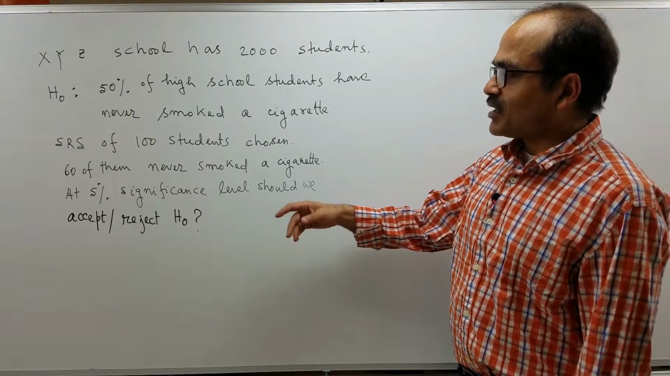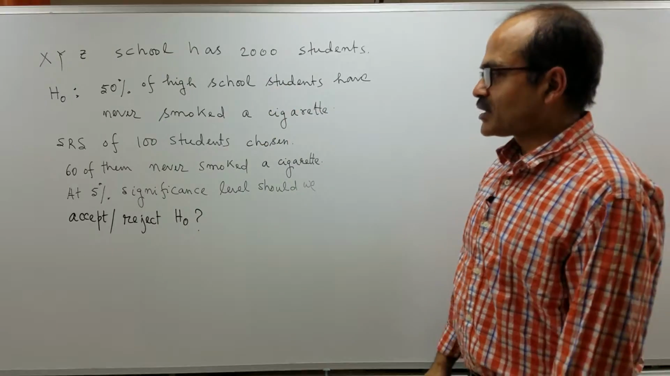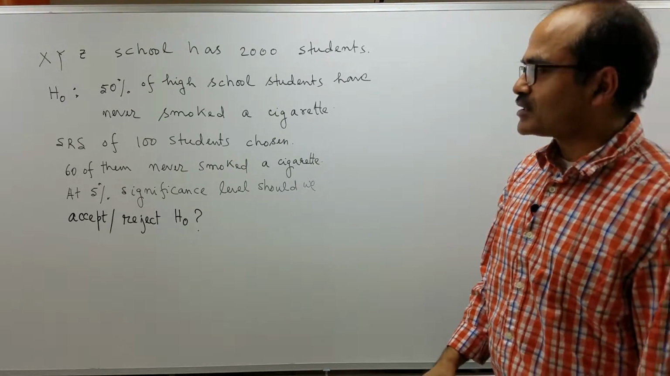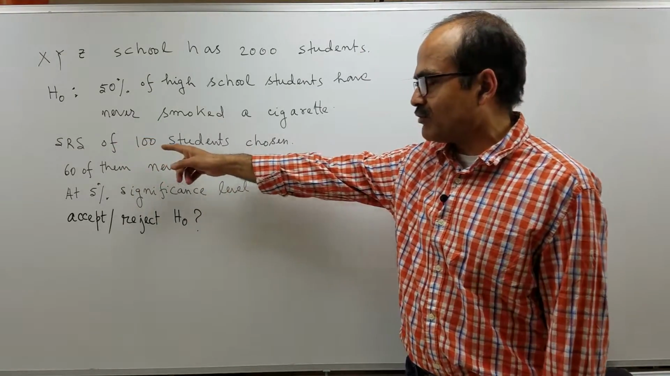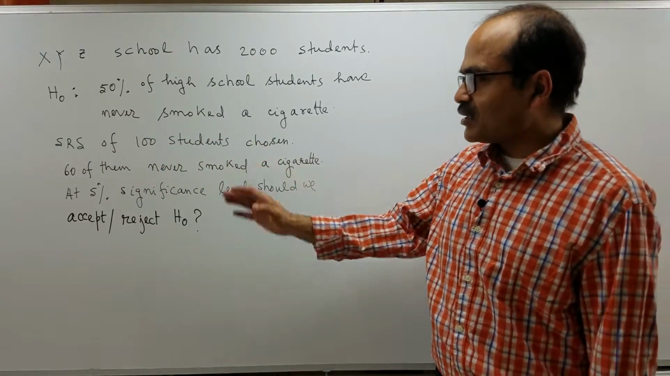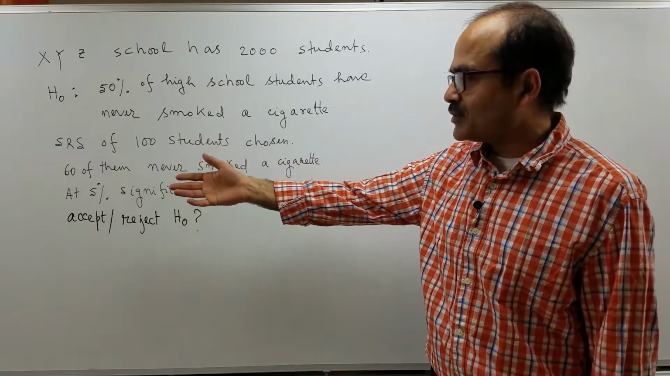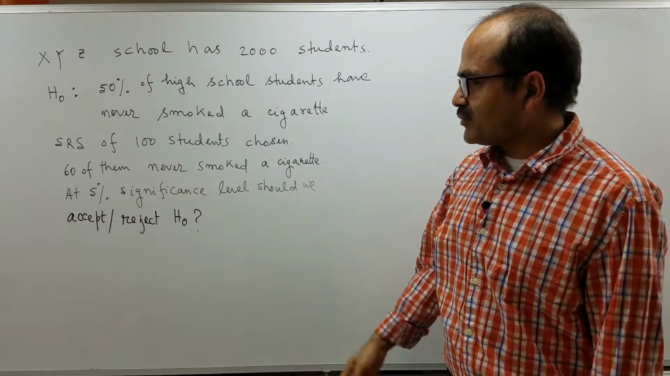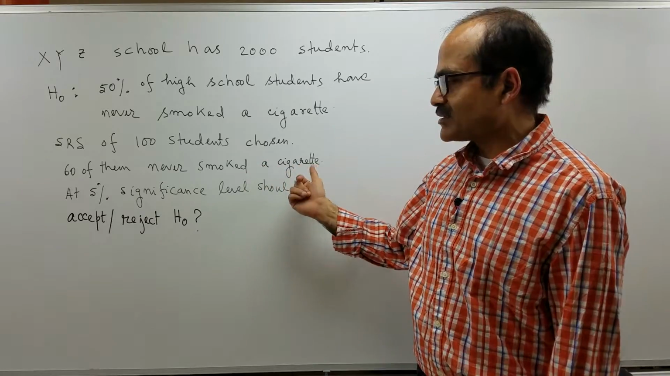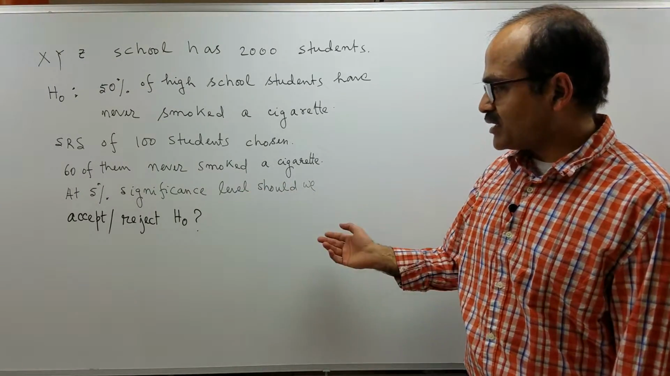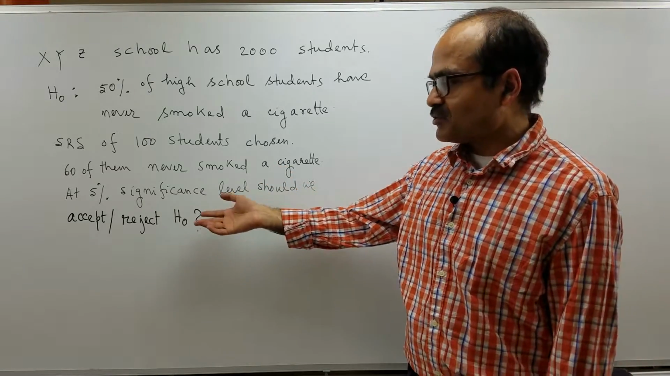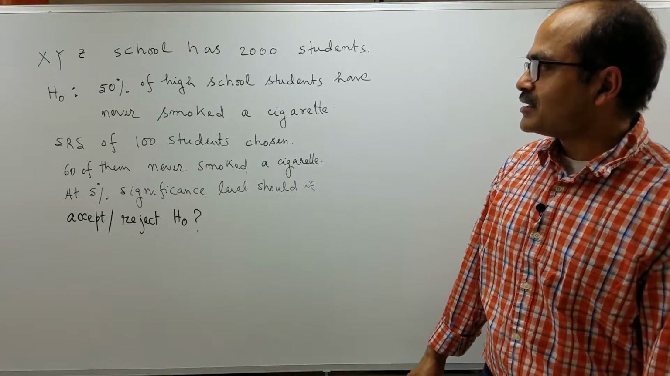The statistics department of the school tried to test the null hypothesis in the school. So, it picked up a simple random sample of 100 students, and 60 of the students belonging to the sample said that they never smoked a cigarette. At 5% significance level, should the null hypothesis be accepted or rejected? That is the question.